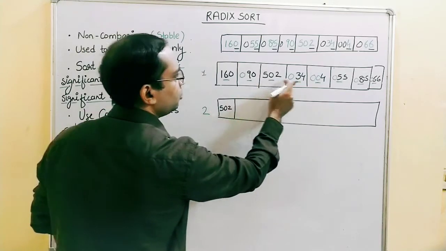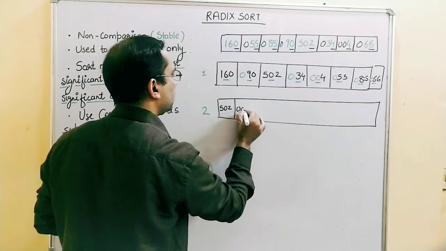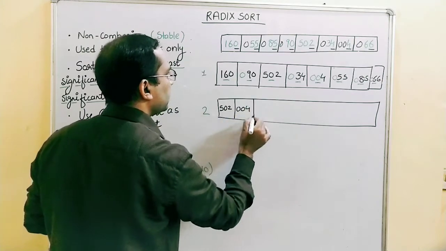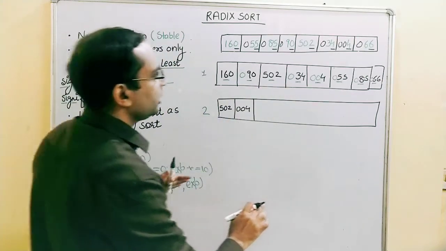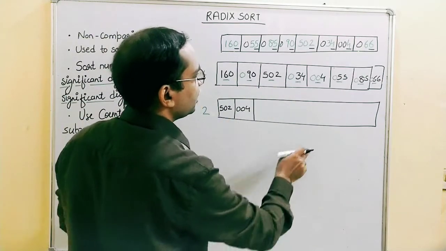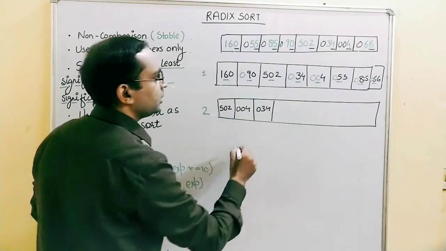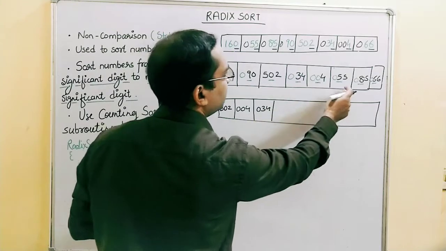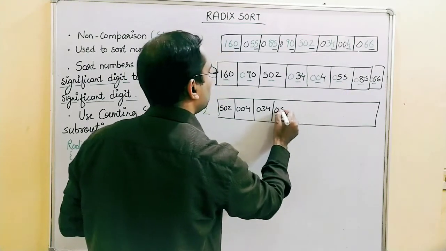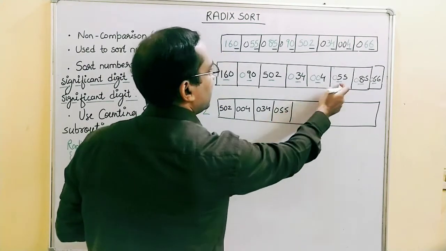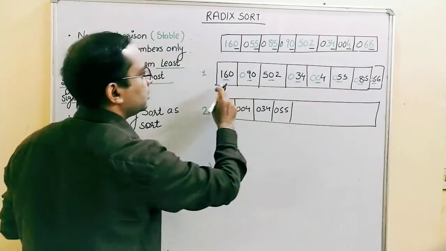So this is 502, then we have 004, and then once we have done with the 0, the next smaller element is 3. So we'll keep this 034. The next after 3 we have 5, so we have 055, and then after 5 we have, let's say, 6.